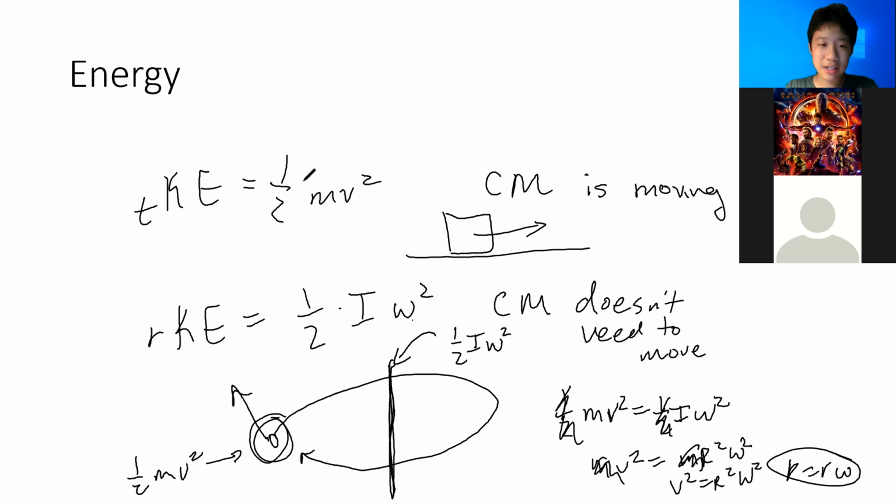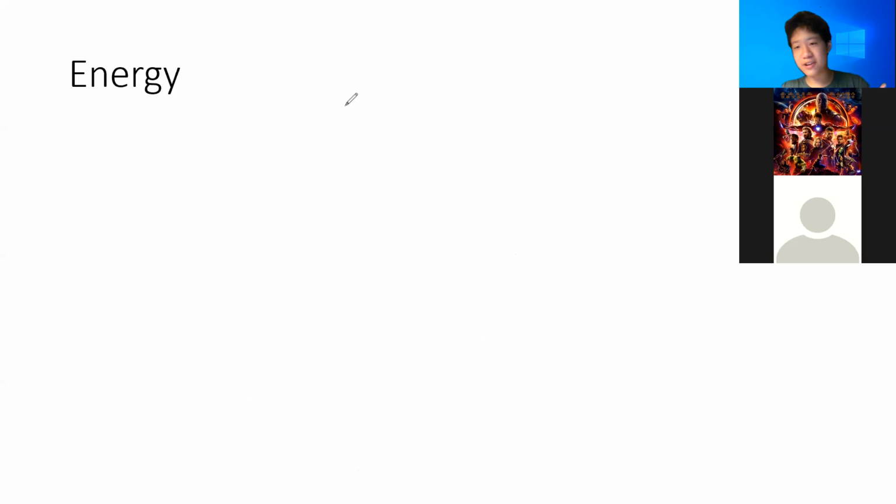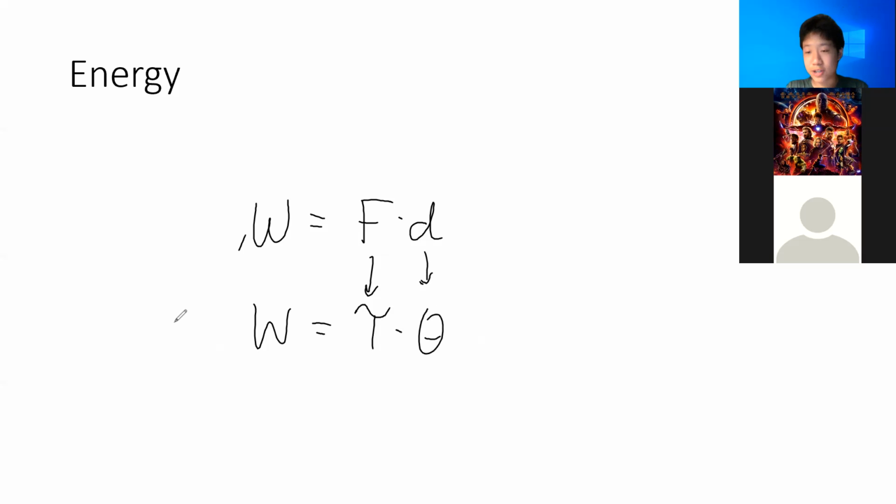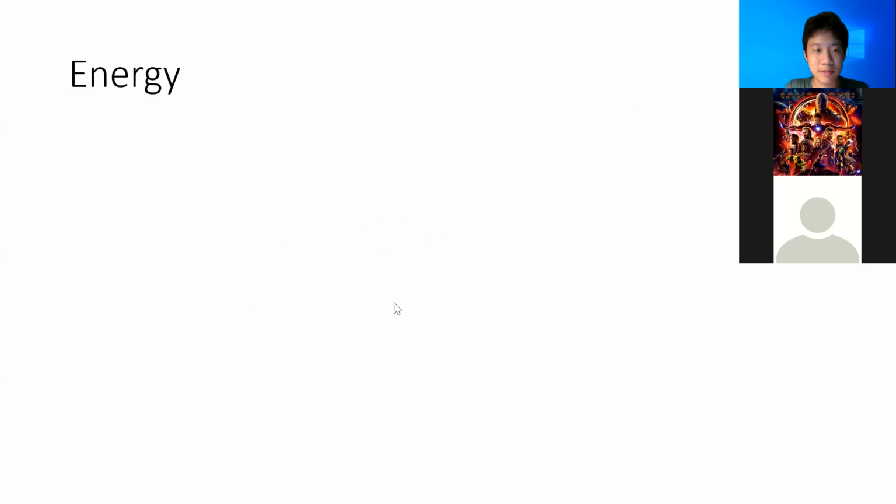And one last thing you should know is that we can't have energy without work, right? So in translational motion, work was defined as force times distance, and work for rotational motion is defined as, well, the replacement for force is torque, and the replacement for distance is theta. So torque times theta will get you the work for a rotating object. Okay, so that's basically the rotational format of the work formula. All right, let's do some problems.